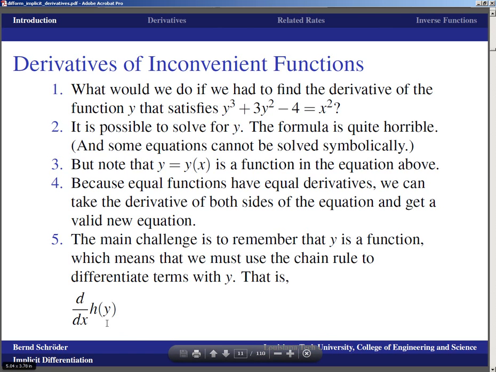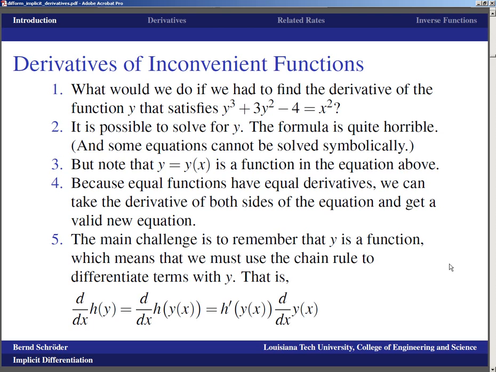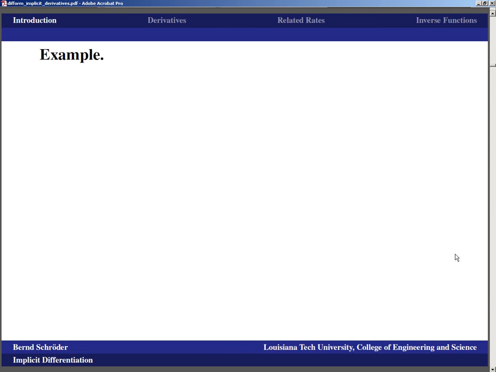So if y is plugged into a function h, and basically up here y is plugged into the function something cubed plus 3 times something squared minus 4, right? Then the derivative of h of y will be the derivative of h of y of x technically, so it is a chain rule because y of x is plugged into h. And by the chain rule that gives us h prime of y of x times y prime of x, and typically we ultimately drop the arguments again and just say h prime of y times y prime. Let's take a look at that in the example.